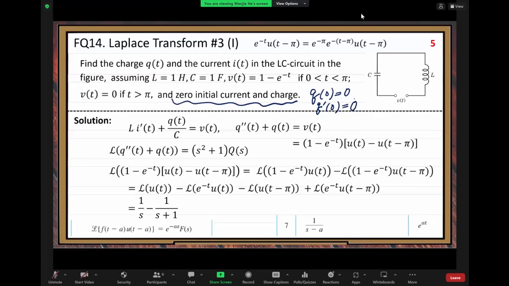Third term. Here there is a pi shift, negative a equals pi. F equals 1, so the Laplace transform of f is 1 over s. So you get e to the negative pi s over s.